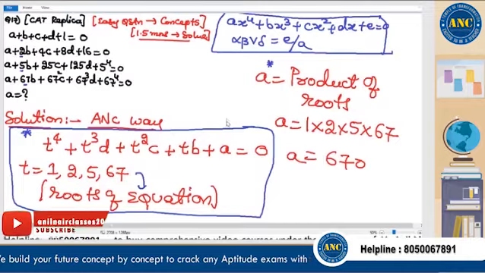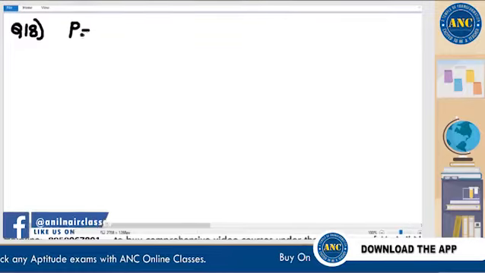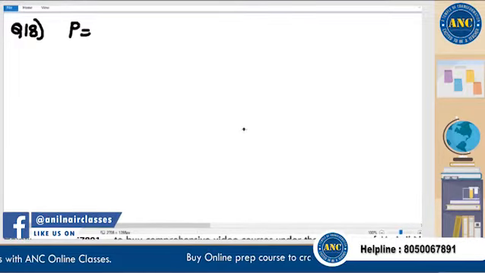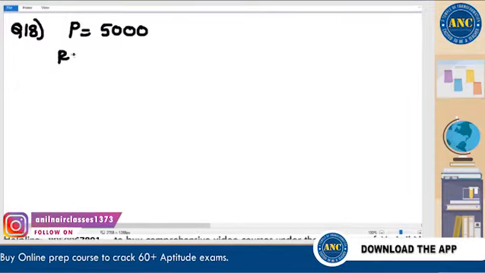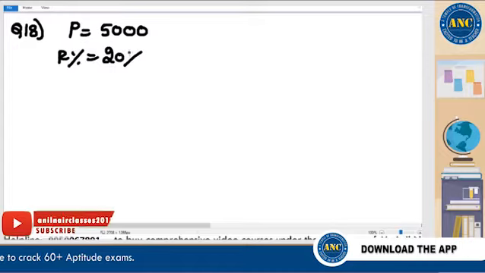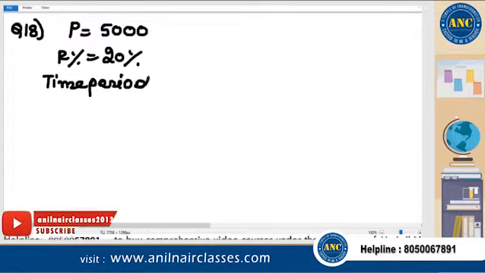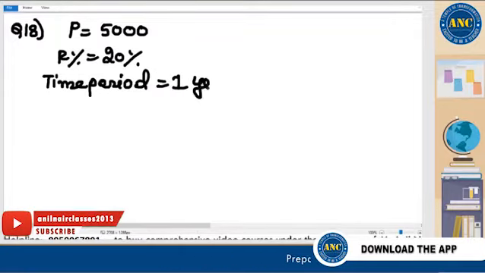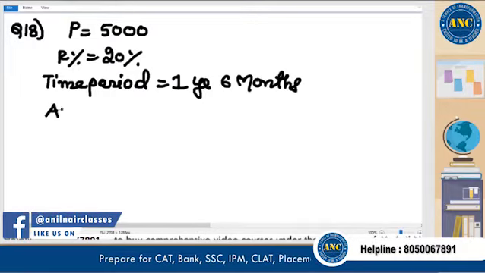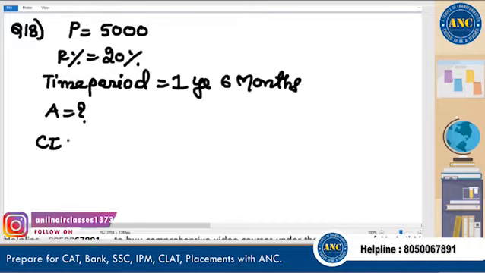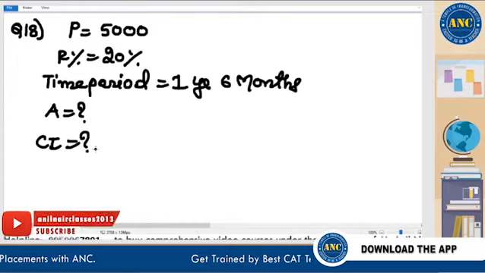Question number 18. One student asked me via WhatsApp, sir, P is 5000, R percentage is 20%, time period is 1 year 6 months. Find the amount and find the compound interest. No formulas, nothing.